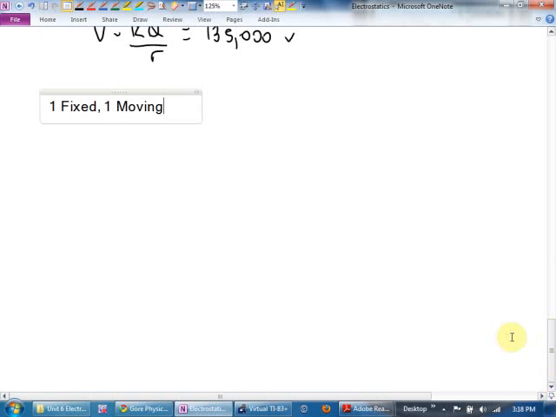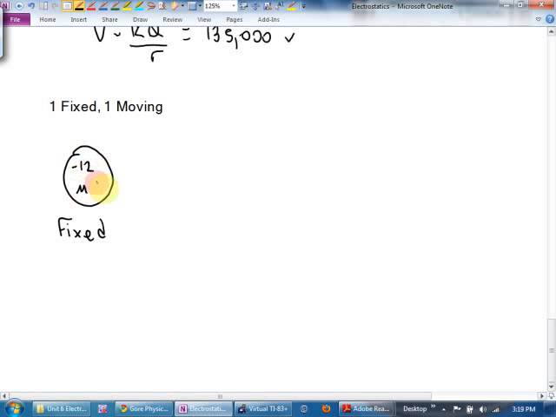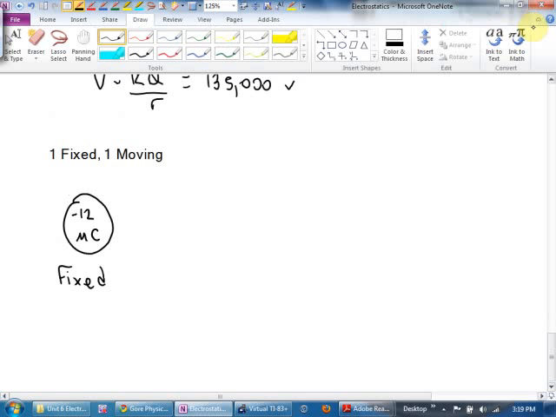So, here is our fixed charge, and we're going to make it negative 12 microcoulombs. And we're going to start out right there.